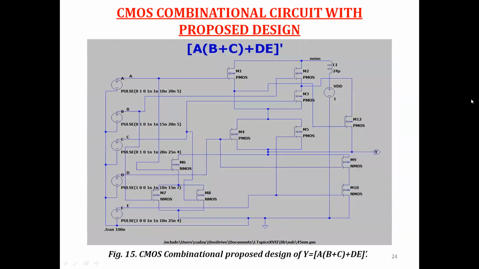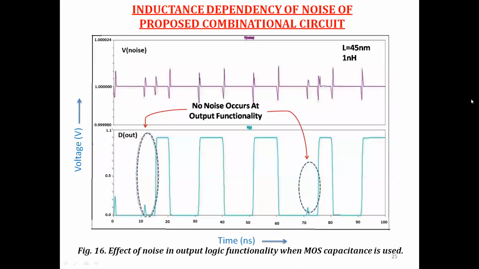This is the proposed design of the previous combinational circuit. Here we use a P-type MOSFET as a decoupling capacitor. When VDD is applied, the generated noise passes through the pull-up network. The drain terminal of the pull-up network is connected to the MOS capacitance, from where the supply noise is bypassed to the ground terminal, and most of the noise is absorbed by this MOS capacitance. Let's see the output functionality of this proposed design. Here we see no noise occurs at the output.